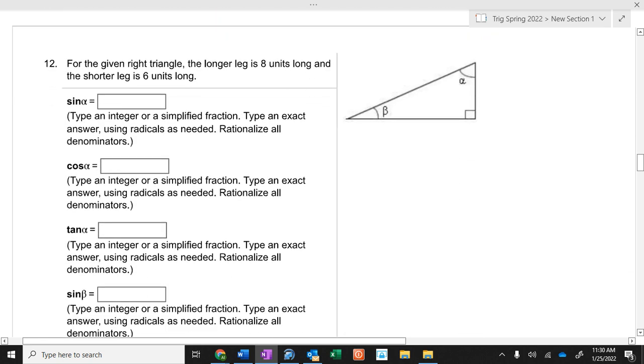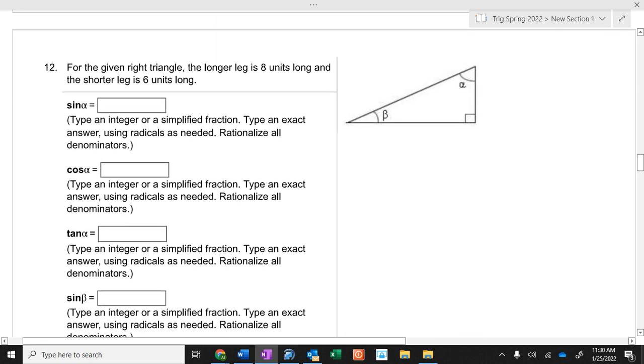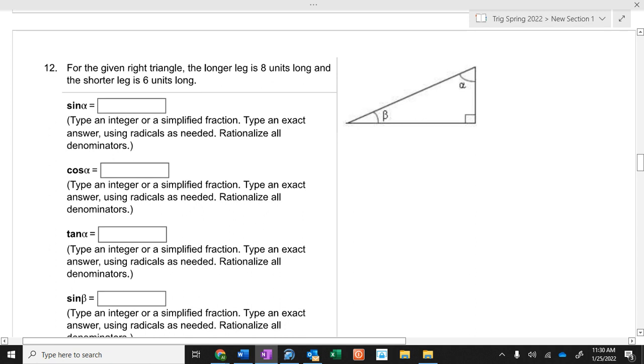Okay? Now, this one is a little different. You think, oh, that looks like the last one. No, it's a little different. The short leg is 6. The long leg is 8. What's your hypotenuse going to be? 10. Pythagorean theorem. 36 plus 64 is 100. Square root of 100 is 10.